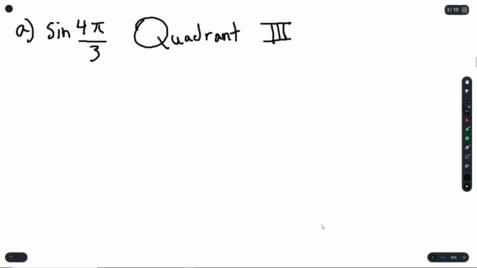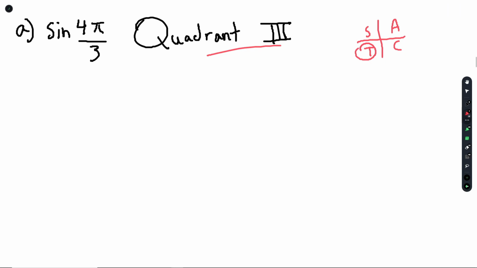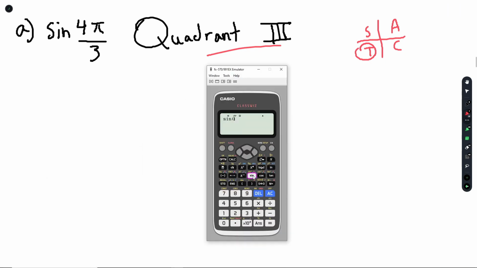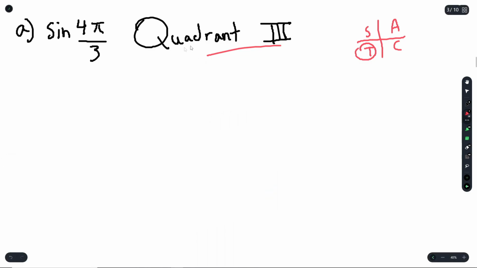Okay, on to the next type of exercise. They'll give you the sine of 4 pi over 3, for example. Then they'll give you the quadrant. Then they'll ask you to give the value. So this can just be done on a calculator. Then you can make sure of your answer by using the All Students Take Calculus rule. So in quadrant 3, sine would be negative. So our answer has to be negative. So sine of 4 pi over 3 gives us negative radical 3 over 2.